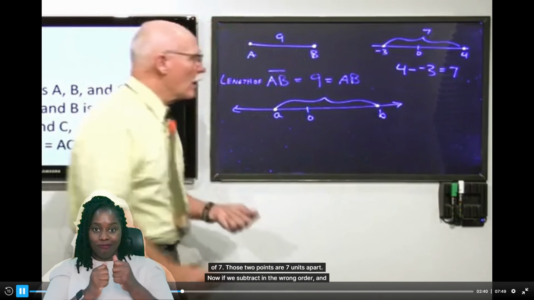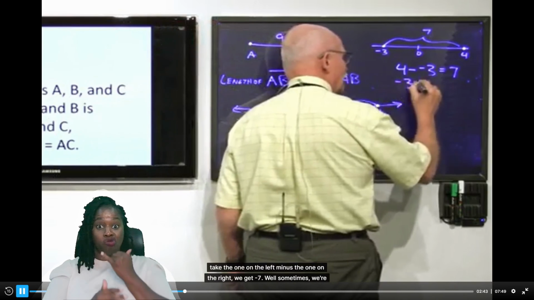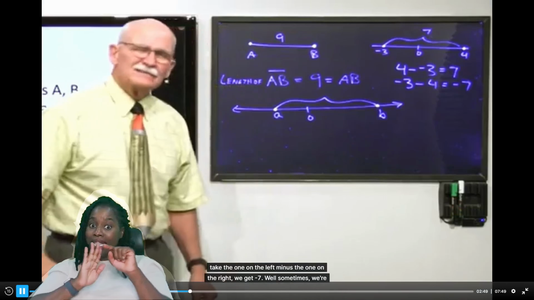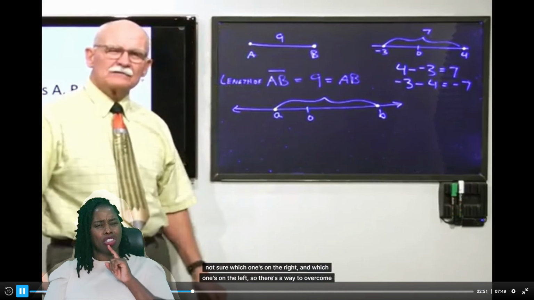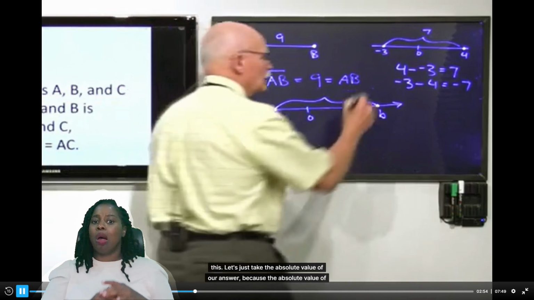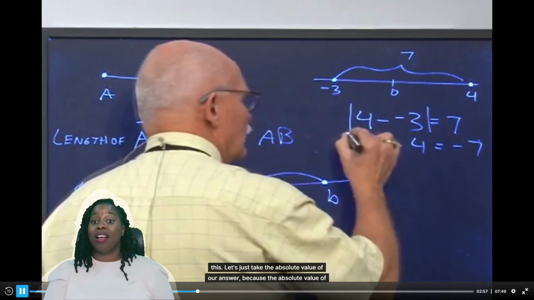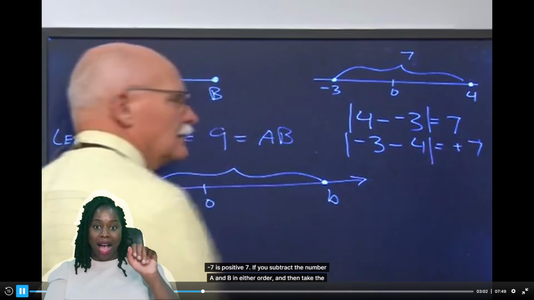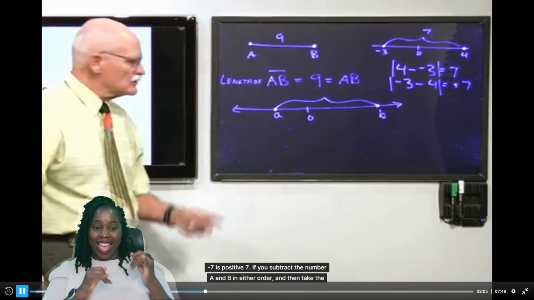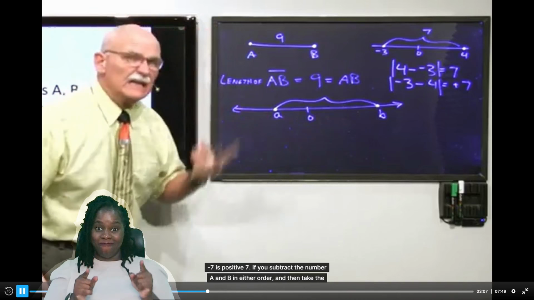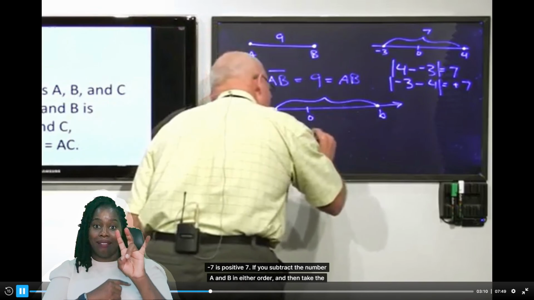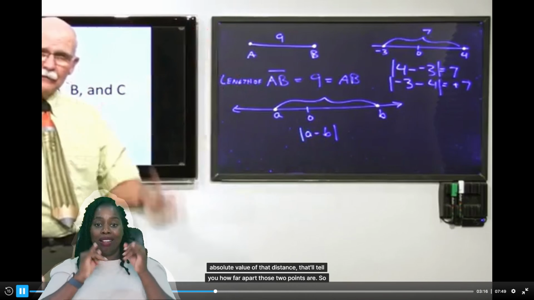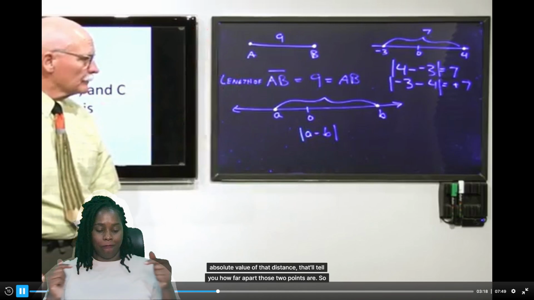Now, if we subtract in the wrong order and take the one on the left minus the one on the right, we get -7. Well, sometimes we're not sure which one's on the right and which one's on the left, so there's a way to overcome this. Let's just take the absolute value of our answer, because the absolute value of -7 is +7. If you subtract the numbers A and B in either order and then take the absolute value of that difference, that'll tell you how far apart those 2 points are.